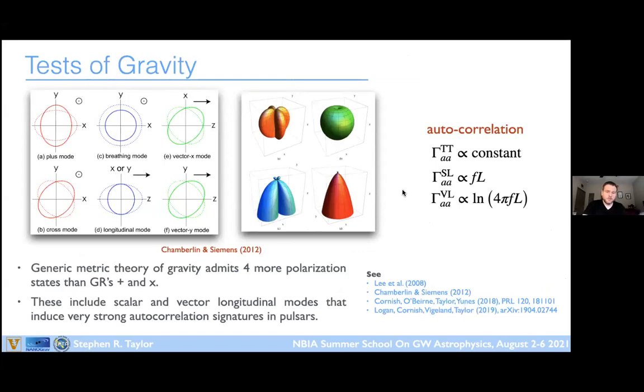We can probe different polarization states of gravitational waves. I'm going to gloss over a lot of this, but you can read up after the lecture. A generic metric theory of gravity has actually six polarization states, whereas GR only permits two. And those two are the plus and the cross, and they're tensor transverse modes. But a metric theory of gravity can have scalar longitudinal, kind of vector longitudinal modes. And those create very, very different correlation signatures than the Hellings and Downs curve. So the fact that they're very different is great news, because we should be able to separate them quite well from the Hellings and Downs curve.